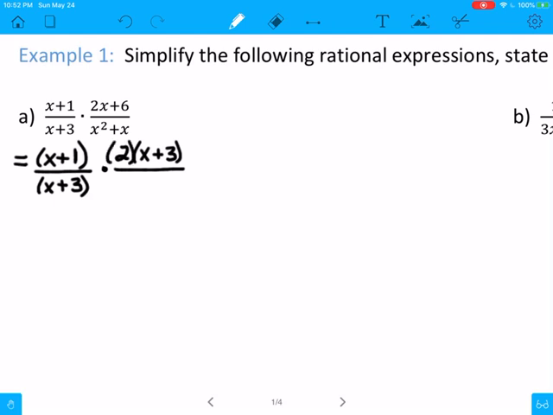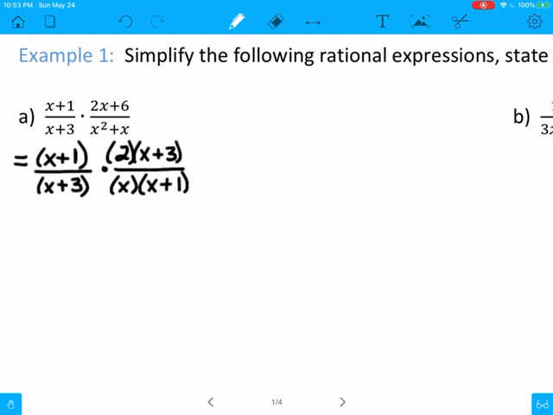The bottom right denominator, I have x squared plus x. I can take an x out. When I take an x out of x squared, I'm left with x plus, and remember, x divided by x, I'm left with a 1. So remember that 1 has to be there, okay? So if you take a GCF out of two terms, you should still have two terms left over.